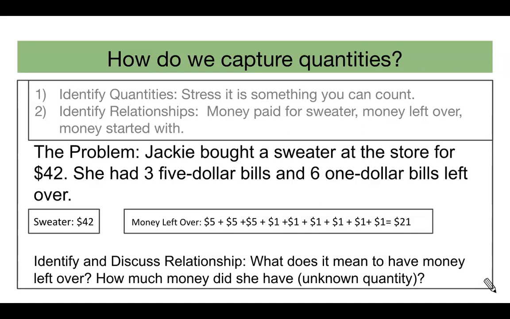So you'll want to make sure your students know that. If you had the full amount, the total amount, and subtracted the sweater, you would have the money left over. So we know the money left over and we know the sweater, but the unknown quantity is what money did she have originally, the money she started with. So it's really putting the pieces of the puzzle together.